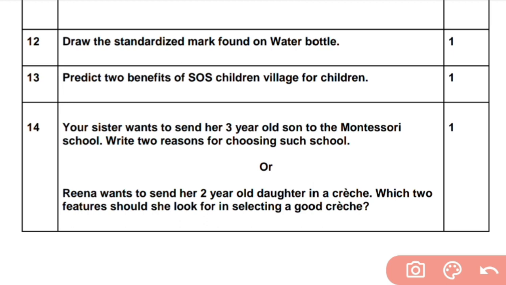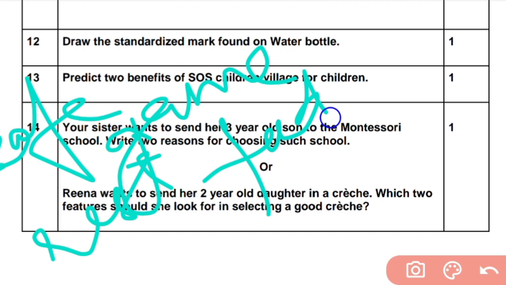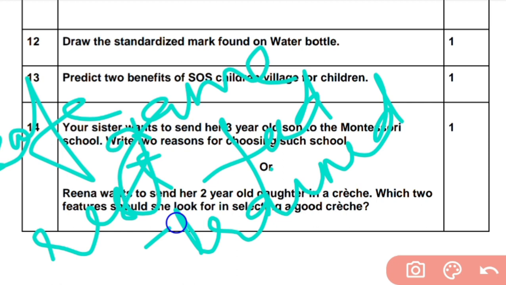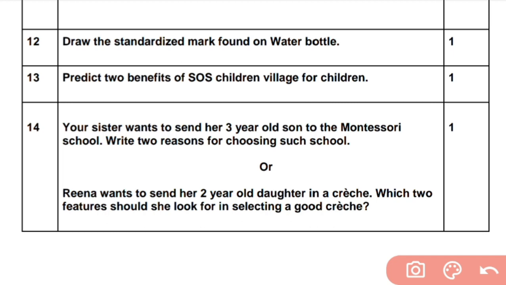It should be safe. It should have good games to play. If it is for a 2-year-old child, it should have a resting place. It should provide feed or food to the child. Then there should be a trained nurse and a trained teacher or caretaker. Then you should have first aid. It should be neat, hygienic. So you can just write down any two and you will get one mark for 2 points. So this is pretty simple.